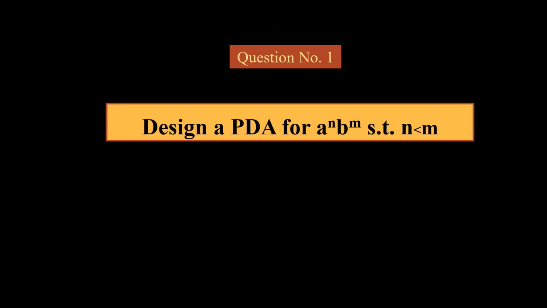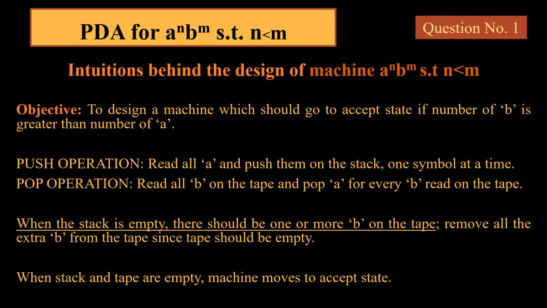So we start with the first question, that is, design a pushdown automata for a^n b^m such that n is less than m. What are the intuitions behind the design of this machine? We will have a push operation corresponding to every a which is read, and we will start the pop operation once we come across b on the tape.